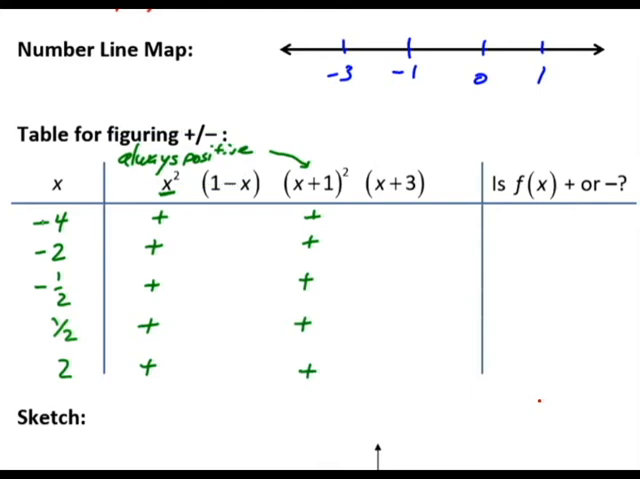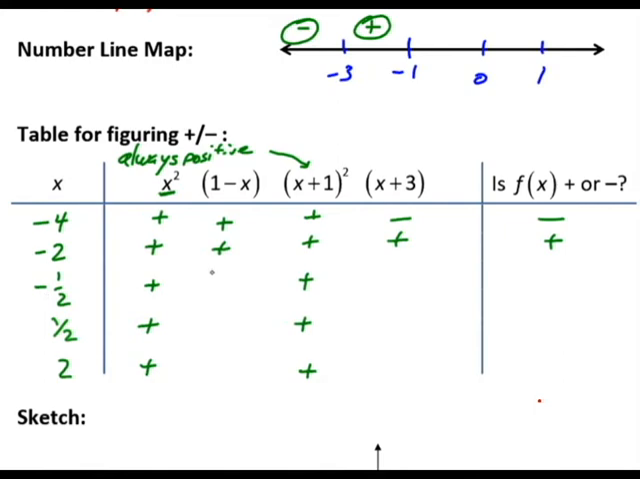Now we can plug in. 1 minus -4 is a positive number. -4 plus 3 is a negative number. So our product, which is f of x, remember that f of x is the product of all these factors, is negative. When x equals -2, 1 minus -2 is positive. -2 plus 3 is positive. This will be a positive.